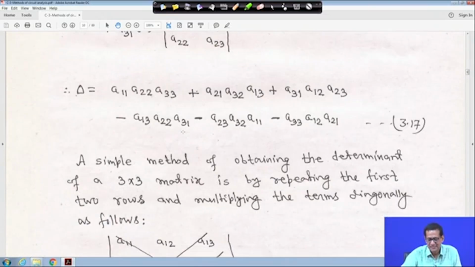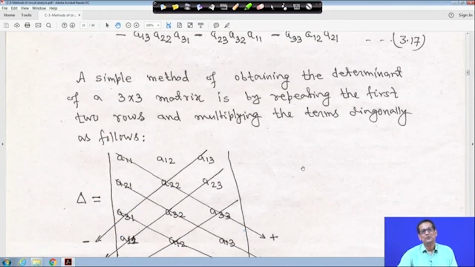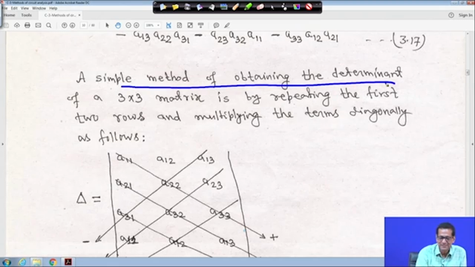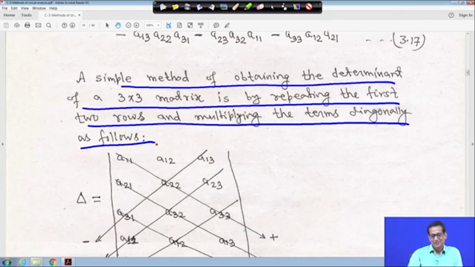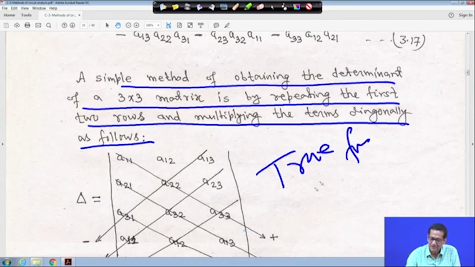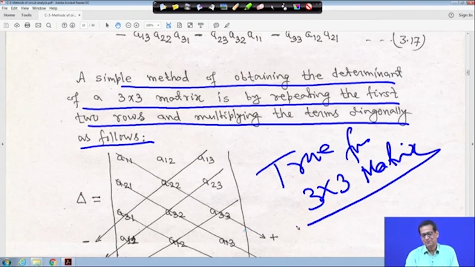Another thing is that remember, there is one technique, a simple method for obtaining the determinant of a 3 into 3 matrix, by repeating the first two rows and multiplying the terms diagonally as follows, right. It is a very simple thing, but remember it is only true for a 3 into 3 matrix, not 2 into 2, not 4 into 4, but this will be very useful for you, and you will see how quickly you can obtain it.